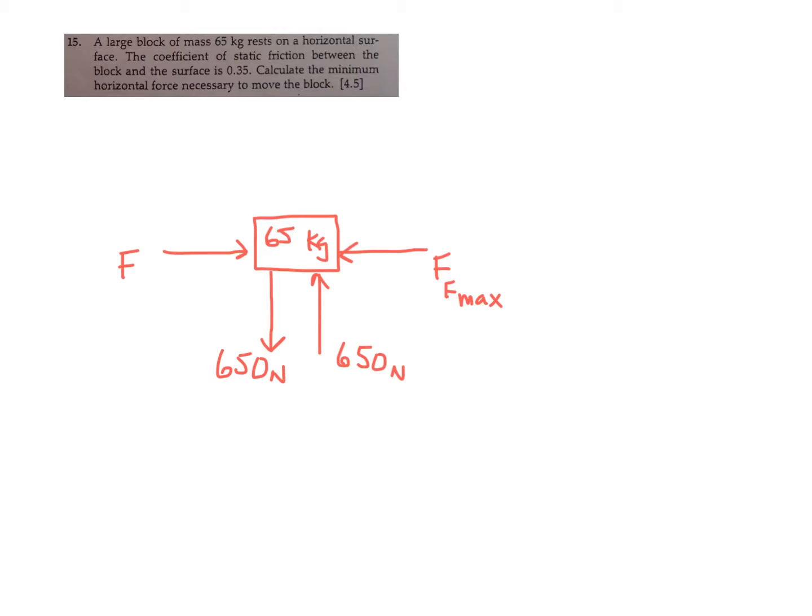But friction does have a maximum. This is a static friction problem. And the way you calculate the maximum static friction is, well, basically F_f max, force of friction maximum, is equal to mu times F_n, normal force. So they give you mu here in this problem. We know the normal force, so you can calculate the maximum frictional force.